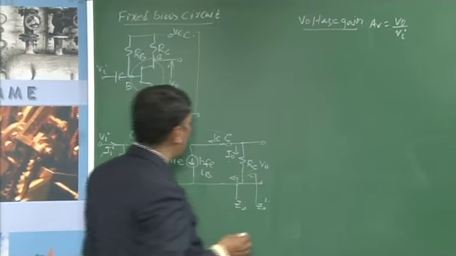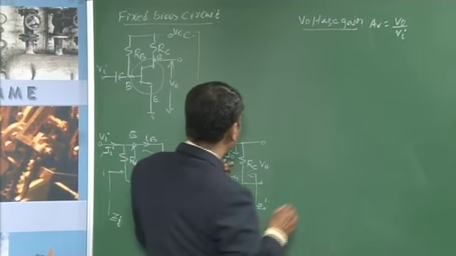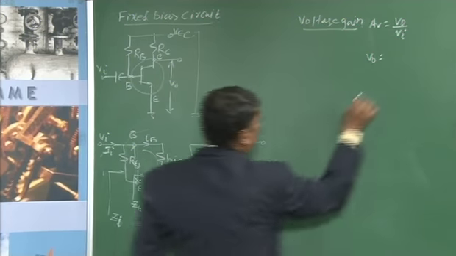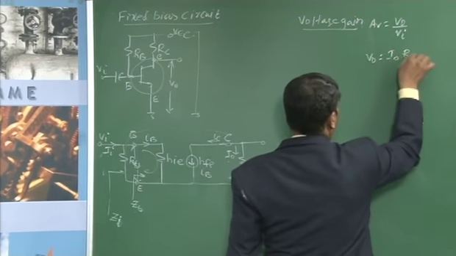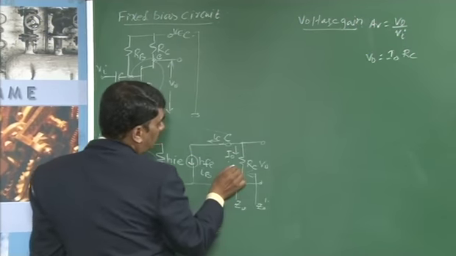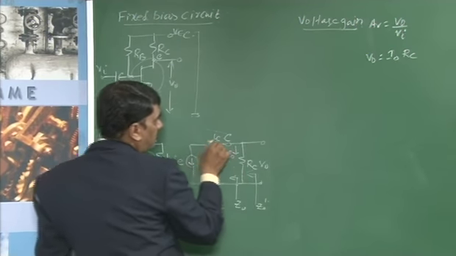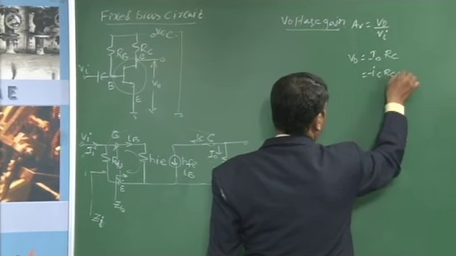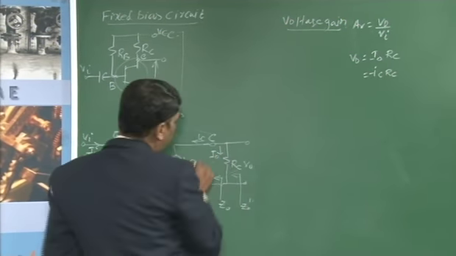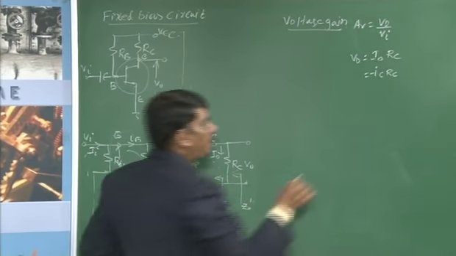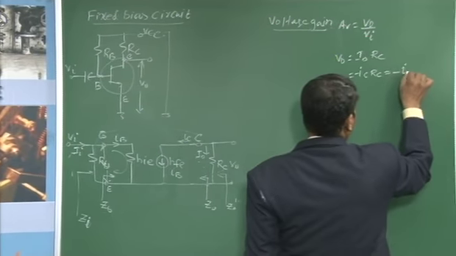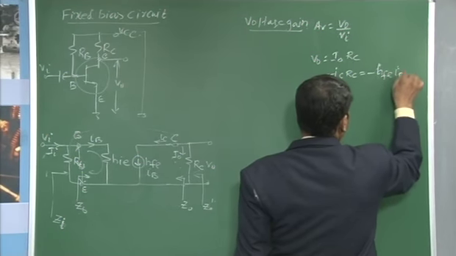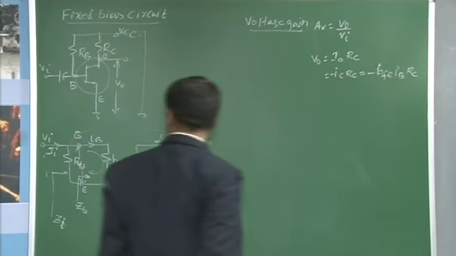In this case, from the circuit analysis, V0 is equal to I0 into RC, where I0 is the current opposite to that of the collector current. Hence, this is equal to minus IC into RC, where IC is nothing but hfe times IB. Therefore, this is equal to minus hfe IB into RC.